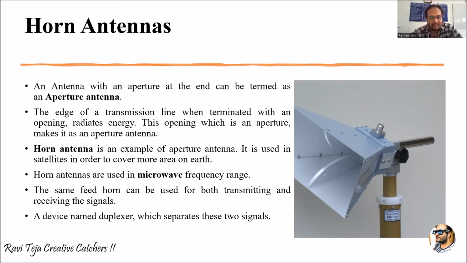The same feed horn can be used for both transmitting and receiving the signals, with the help of a device named a duplexer. A duplexer is a switch used at multiple places like radar systems or satellite communication systems. This switch is located at the antenna's end. Whenever it is in the transmitting mode, it keeps transmitting the signal using the antenna, and whenever it is in the receiving mode, it keeps receiving the signal from the antenna. A single duplexer module can act in both transmitting and receiving modes. This helps in separating the transmitting signal and the receiving signal.